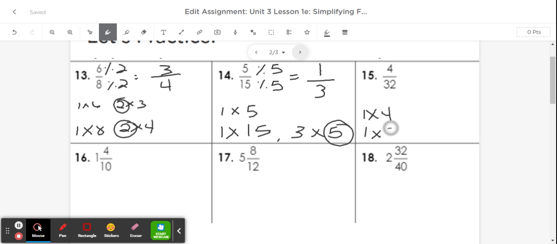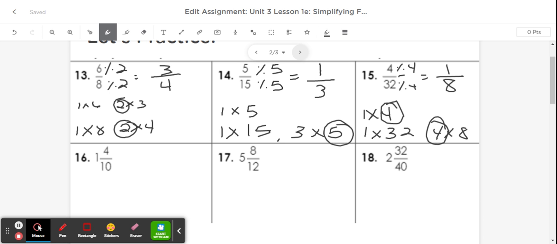Okay, 1 times 4. 1 times 32. And 4 times 8. Oh, I could have also said 2 times 16. But I already knew that 4 was my biggest. So let's divide both of these by 4. 4 divided by 4 is 1. 32 divided by 4 is 8.